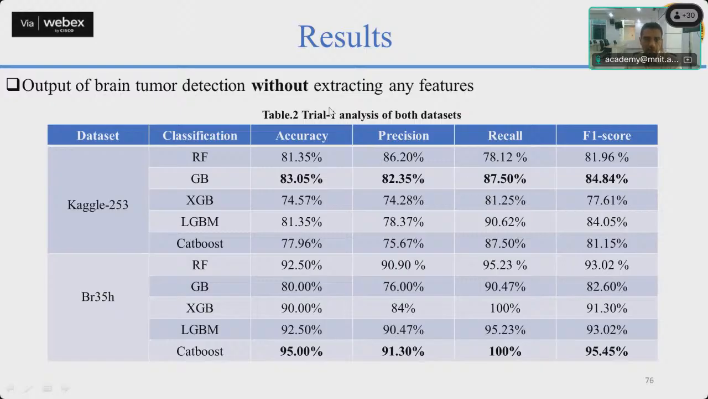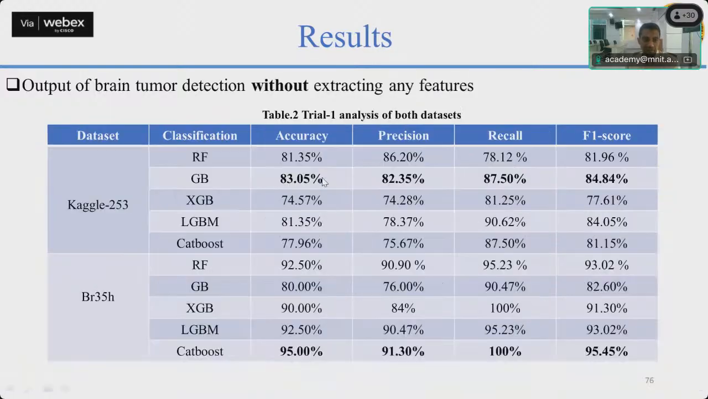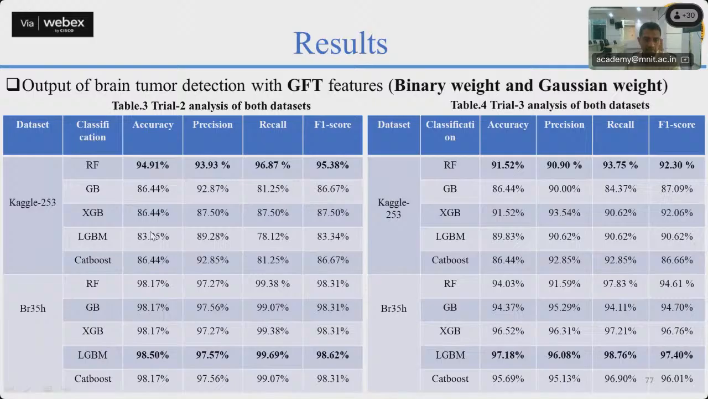Trial one analysis without extracting any feature, so that we can see the impact of it. Here it is 83, CAD boost. Some results give very good values. But when you take the GFT feature, earlier in this Kaggle 253 the highest was basically 83. With the GFT feature, it is 94 here.